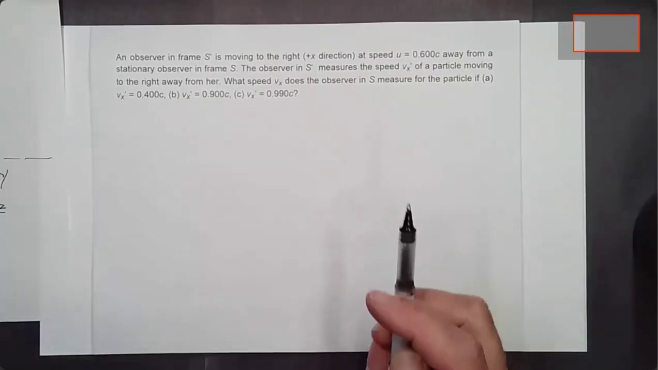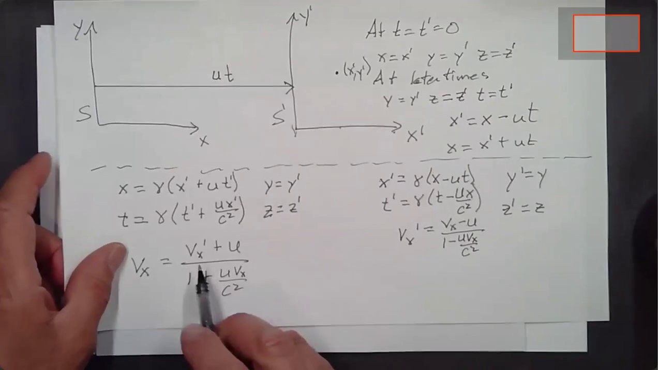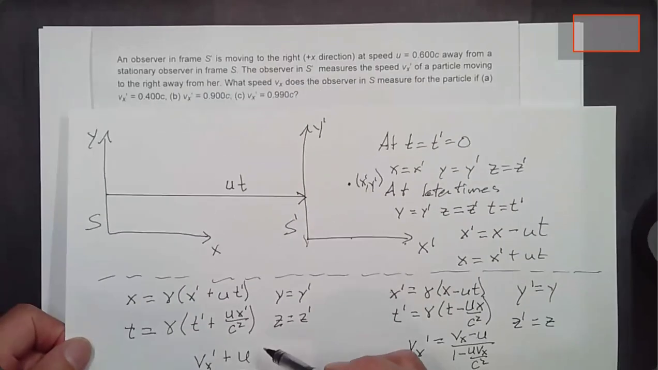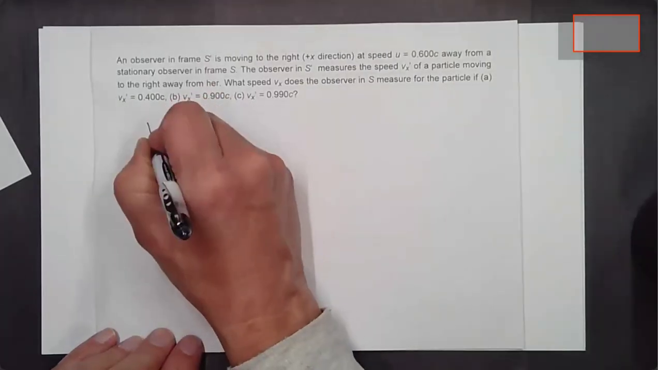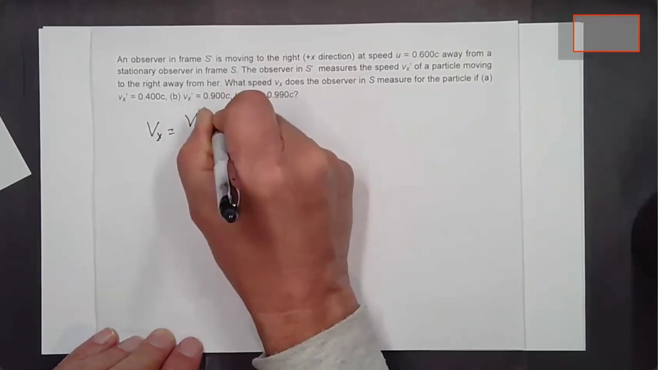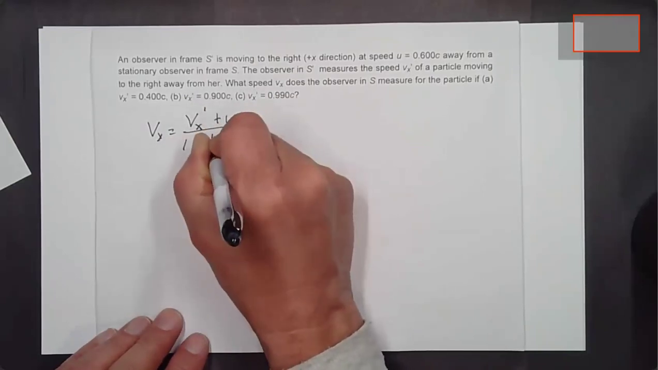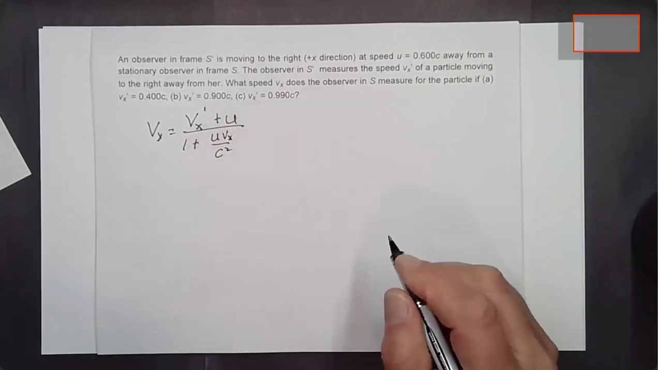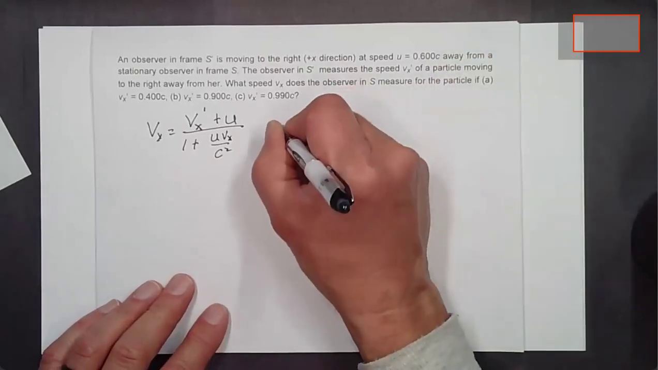So this is a chance to explore those velocity transformations. And here's the one that we'll use. We want to know what the observer in S happens to measure for the speed of the particle. So we'll be using v sub x equals (v sub x prime plus u) divided by (1 plus u v sub x prime over c squared). All right. And what we have here is that u is 0.600 c.